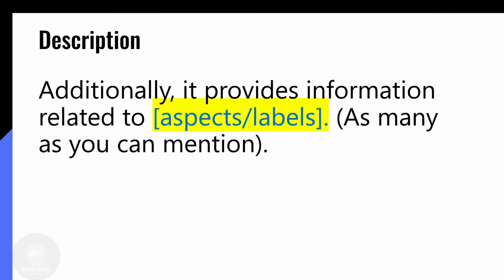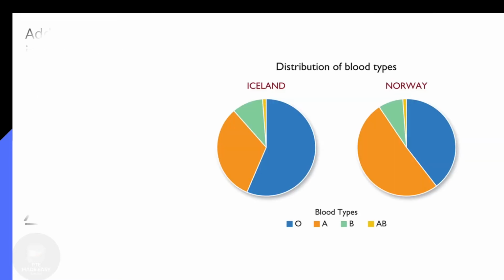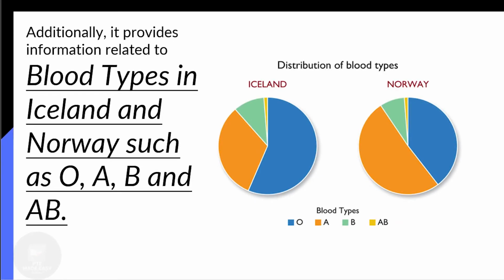We can say, additionally, it provides information related to the aspects or labels, as many as we can. Now, if I'm not wrong, we have already found all the aspects or labels for this particular image. We found that these are blood types, Iceland, Norway, and blood type O, A, B, and AB. We will just mention them in our description. Additionally, it provides information related to blood types in Iceland and Norway, such as O, A, B, and AB.